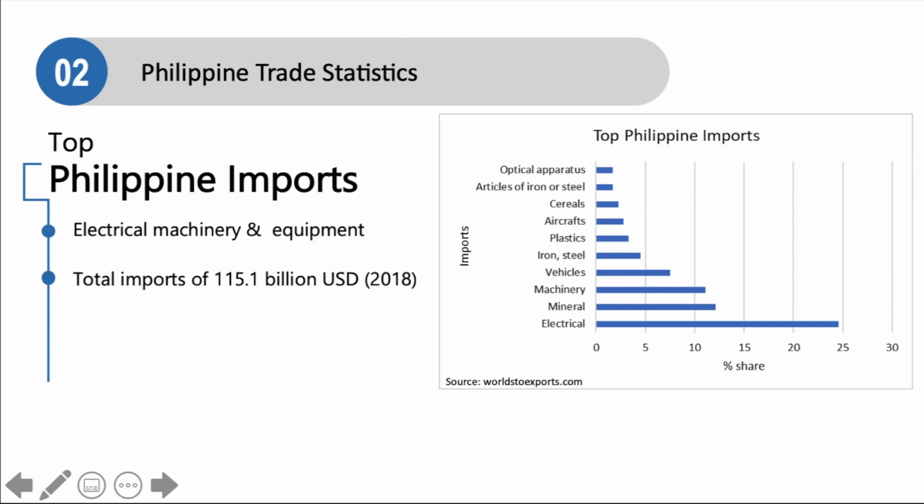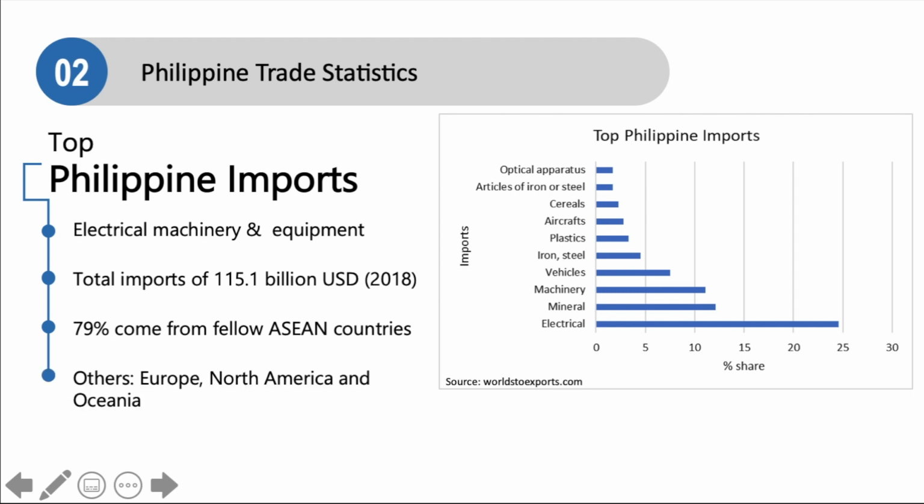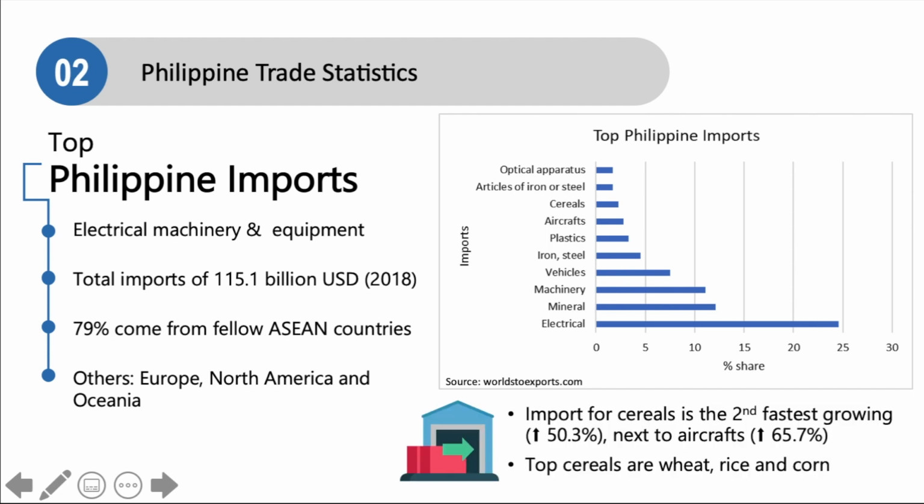During the year 2018, the total imports amounted to 115.1 billion US dollars, wherein 79% of these total imports come from fellow ASEAN countries, while the others come from Europe, North America, and Oceania. Among these import commodities, cereals is the second fastest growing, which, relative to the previous year, increased by about 50%, and that is next to aircraft, which increased by 65%. For cereals, the top ones are wheat, rice, and corn.